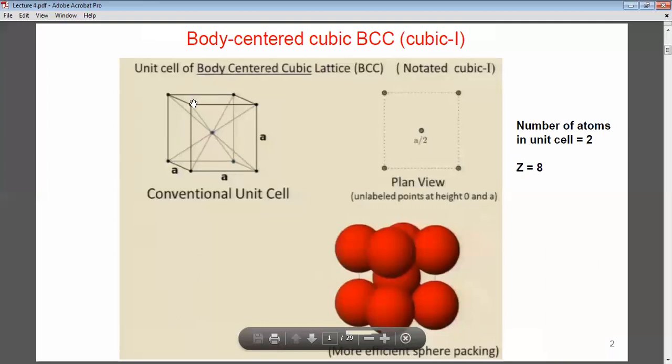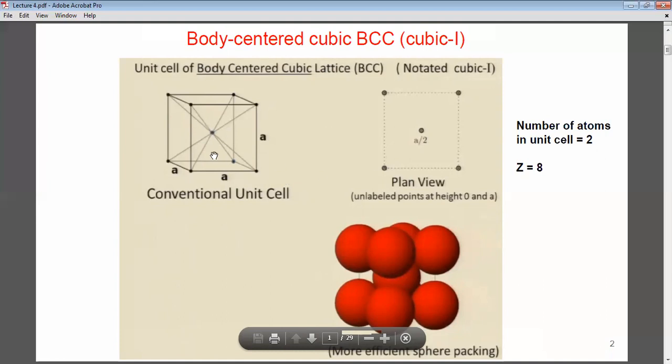There is one lattice point shared among all 8 corners, in addition to one lattice point in the center. So we have two lattice points per unit cell.